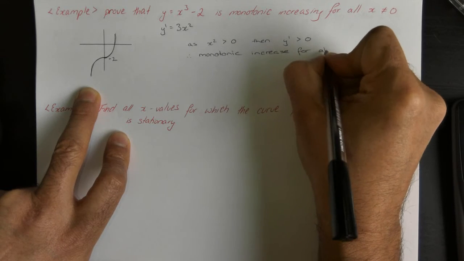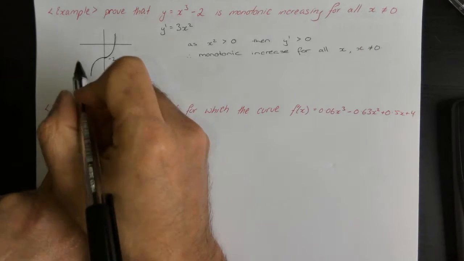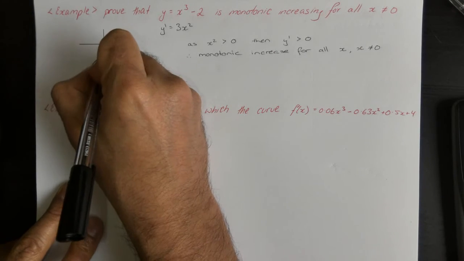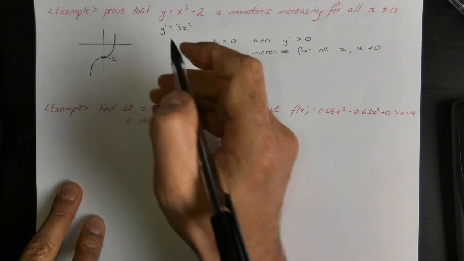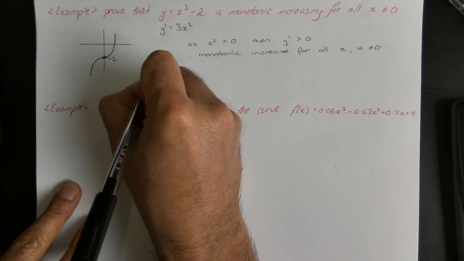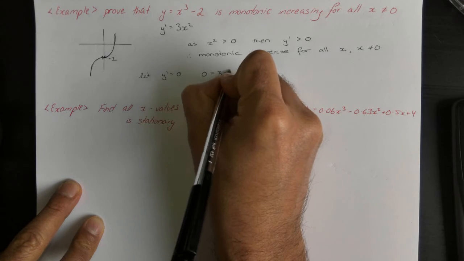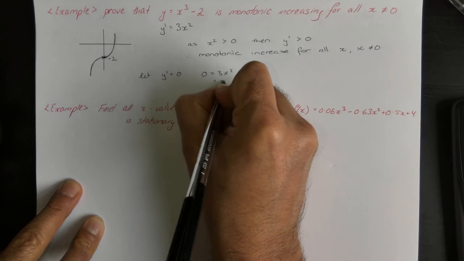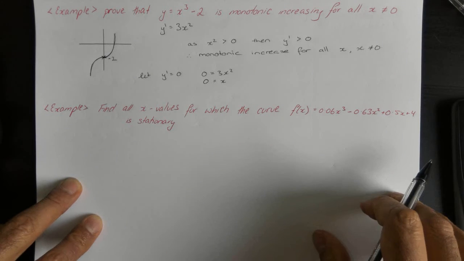For all of x, but x cannot equal 0. The reason why x can't equal 0 is because this technically is a stationary point. If we let y dash equal 0, then x would be equal to 0. So that's a stationary point.